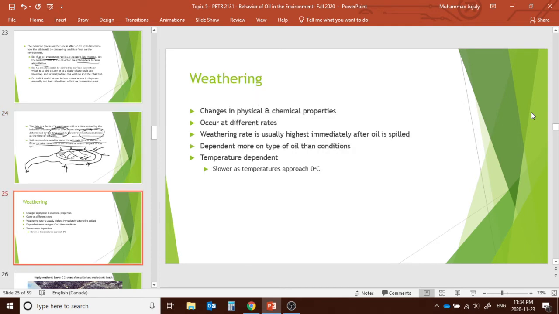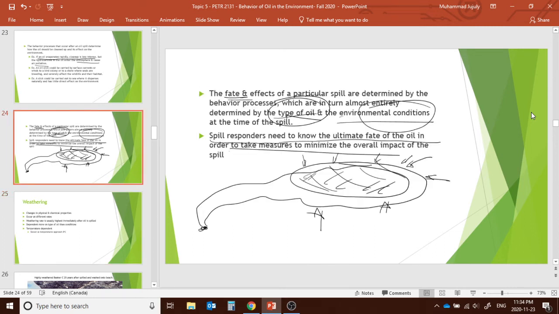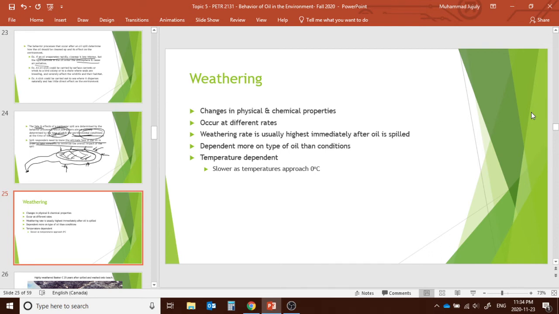Now, how does the weathering, or the environmental condition, affect it? It changes the physical and chemical properties, which occur at different rates. The weathering rate is usually highest immediately after oil is spilled. It depends more on type of oil than condition, and it's temperature dependent, as I said, and it's slower as the temperature approaches zero. That makes sense.